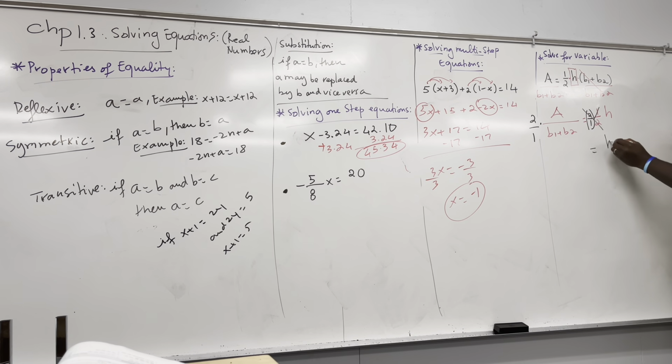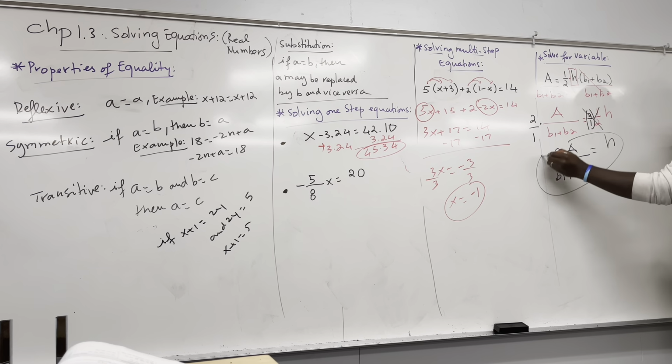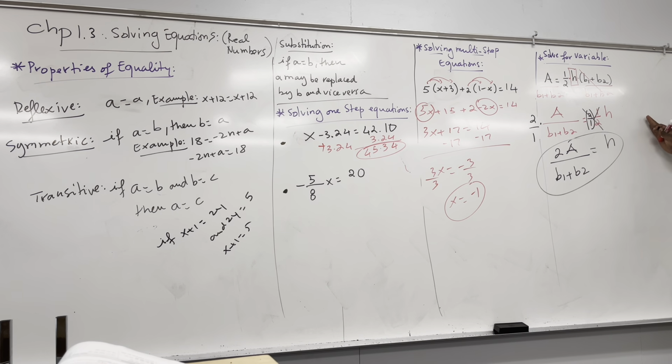So now I have h equals 2A over b1 plus b2. And that's it? That's it. You leave it like that. There's nothing else you can do here. Is there anything else you can do here? No. We can't simplify it. We can't do anything else. So we leave it like this.